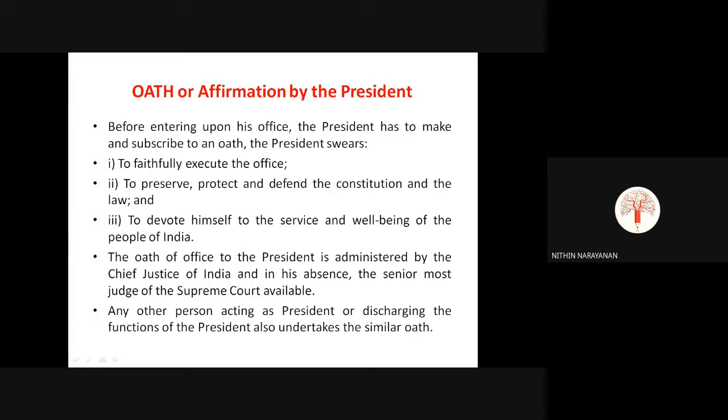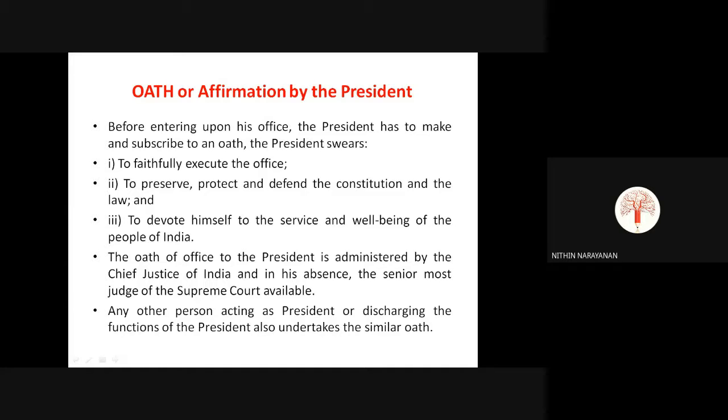The oath of the office to the president is administered by the, അപ്പോൾ ഇതിനെ അഡ്മിനിസ്റ്റർ ചെയ്യുന്നത് ആരായിരിക്കും? ചീഫ് ജസ്റ്റിസ് ഓഫ് ഇന്ത്യ. And in his absence, if he is not present on that day, a senior most judge of the Supreme Court who is available on that day will be administering this process. അല്ലെ, ഈ affirmation അല്ലെങ്കിൽ oath swearing process.